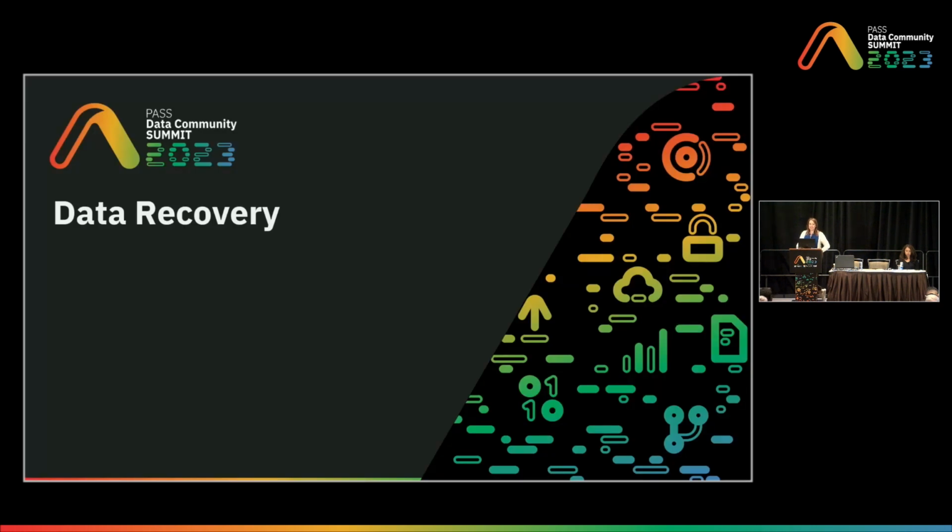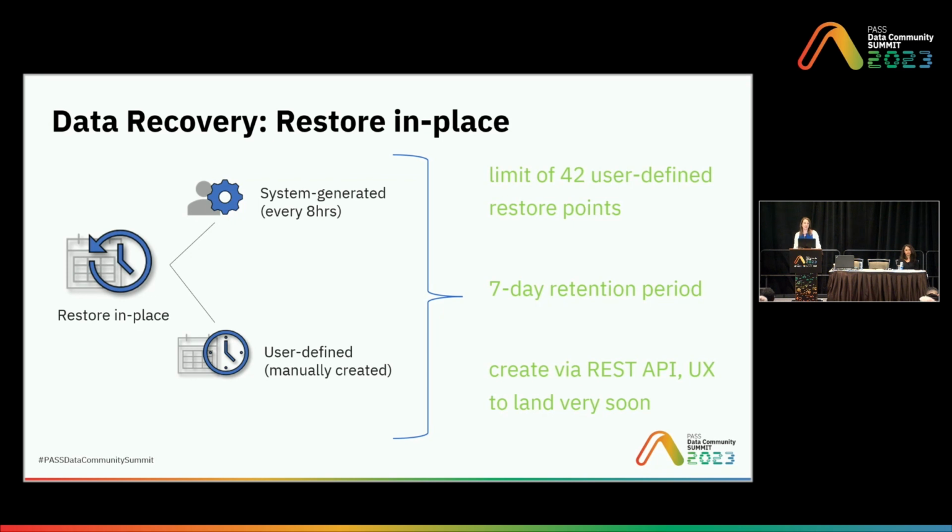Okay, last but not least is data recovery, some people's favorite topic, definitely one of my favorite topics. So data recovery, we have two options available today, and we will continuously evolve the data recovery story as well. The first method that we have for recovering your warehouse is something that we call restore in place. So with restore in place, when you have a warehouse, we automatically take system-generated backups for you every 8 hours. That's just out of the box without you having to think about it. And we expire those backups, or they're not backups, by the way, they're basically like snapshots, every 8 hours, and we keep them around for 7 days.